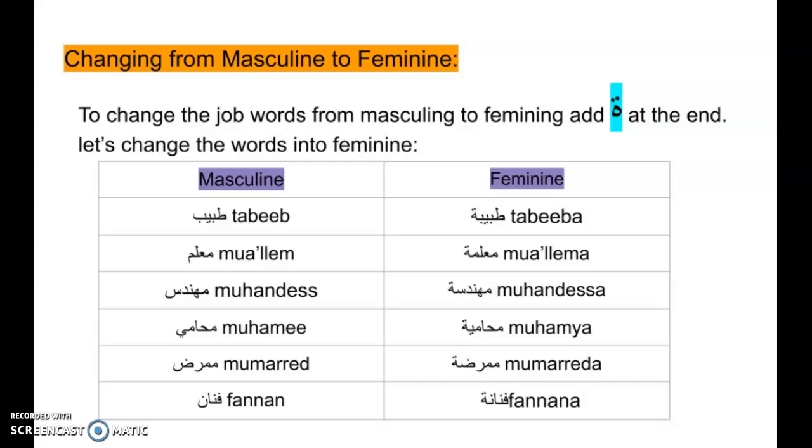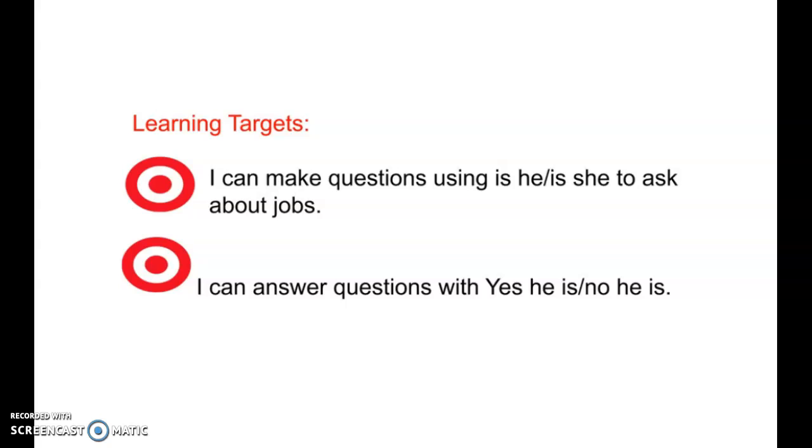Now, let's go to the next slide where you will learn how to ask questions about professions. So the learning targets for this new lesson is, I can make questions using he or she to ask about jobs. Remember, boys and girls, that in Arabic, the ending of the word changes depending if the subject is feminine or masculine, right? And also you will learn how to ask questions and answer, but with yes, he is, or no, he is not. Yes, she is, and no, she is not. All right, let's have a look at what the next slide has for us.